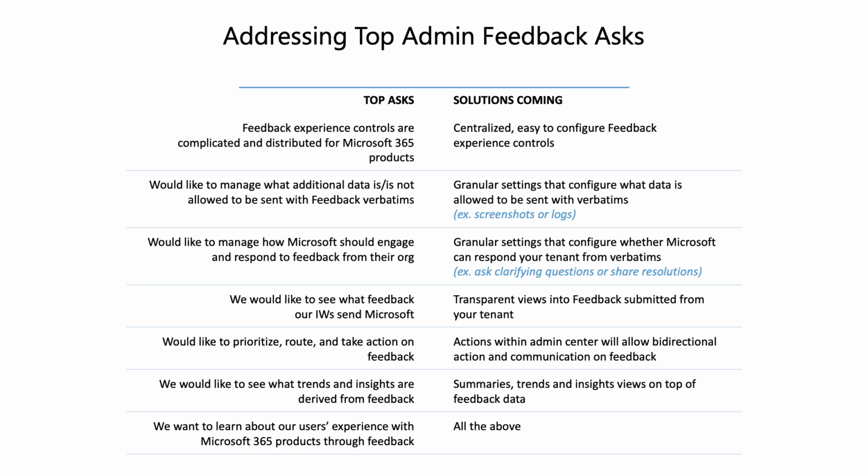Now, feedback is great, but if you can't take any action on it, it's not super helpful. It'll help you see trends and all that, but you really would like to take some action on it. And so we are also investing in introducing prioritization, routing, and taking action on feedback. And that's another ask that's coming in. So actions and bidirectional communication is going to be at the core of one of the solutions that's coming there.